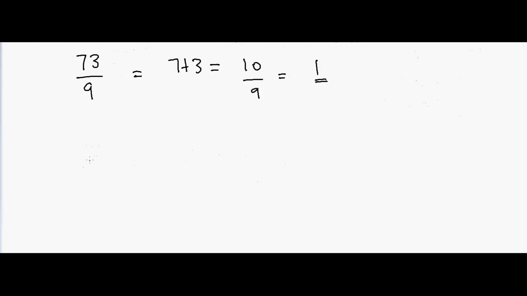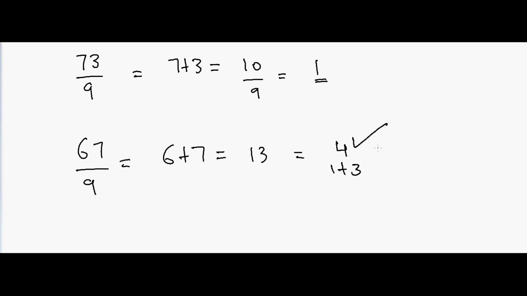Again, if I have 67 and I want to divide by 9, in that case 6 plus 7 is equal to 13, and again 1 plus 3 is equal to 4. So the remainder is 4. Another way is to look at 13 divided by 9. In that case you will also get 4. So if you divide 67 by 9, the remainder should be 4. I hope this trick will help, and I'll see you in the next trick. Thank you.